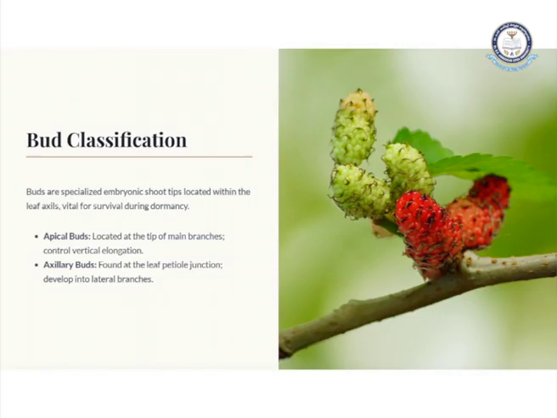If we see, there are two types of buds present. One is the axillary bud, and then we have the apical bud. The apical bud is located at the tip of the branches, the tip of the main branch. It helps control vertical elongation. Increase in size can be done through the apical buds. And then the axillary buds are found at the leaf petiole junction. They develop into the lateral branches.